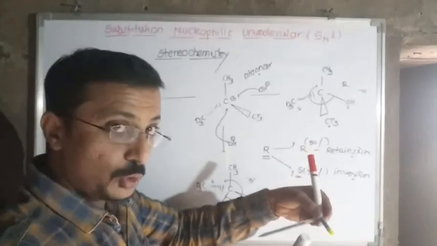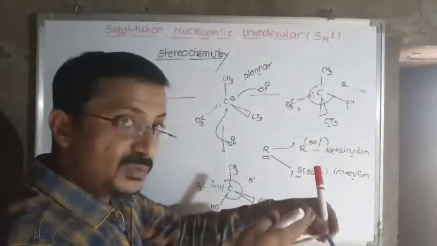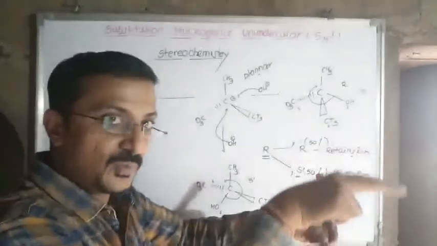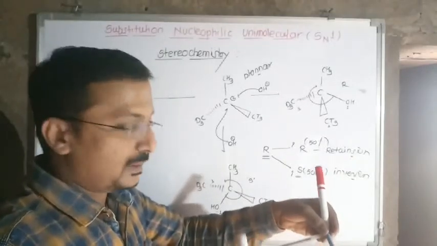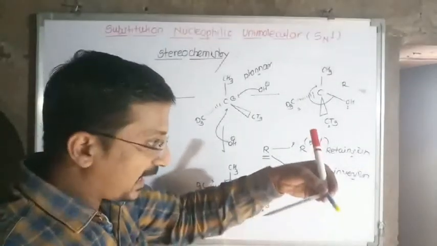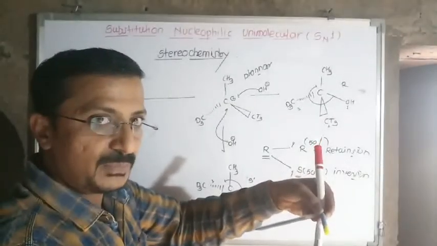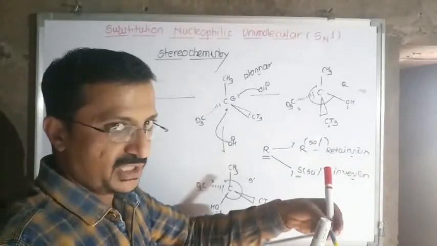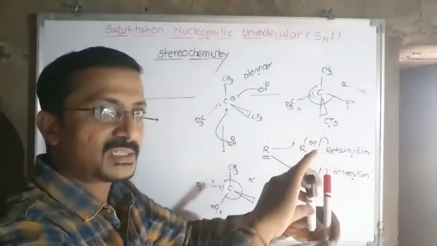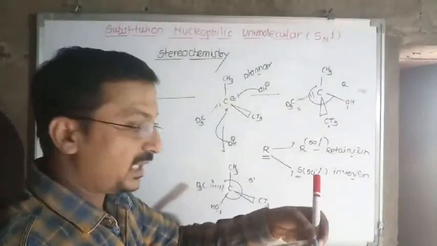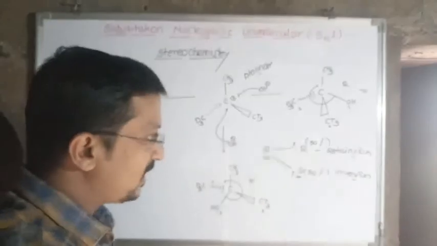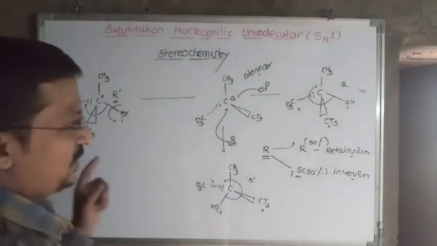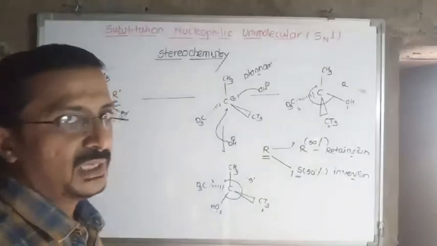But the nucleophile is also negatively charged, and the Br minus, which initially separated from the substrate, is present somewhere in the vicinity of the carbocation. Therefore the nucleophile prefers to attack the carbocation from the backside, because Br minus is present on the front side. Attack from this side is to a lesser extent, but attack from the backside is to a greater extent. That's why inversion is the dominant product over retention. So this is overall about the SN1 reaction.